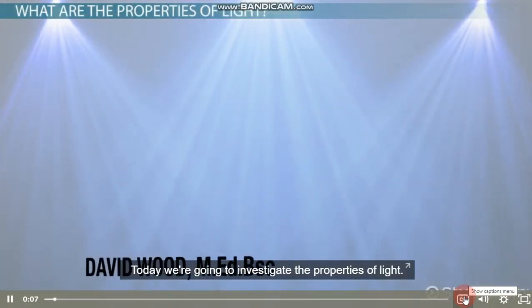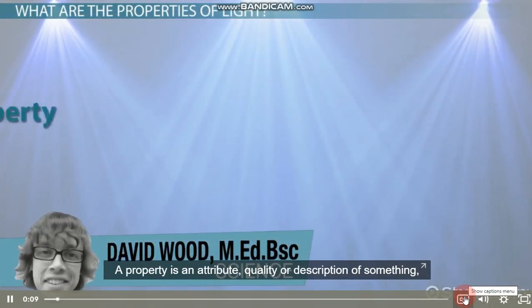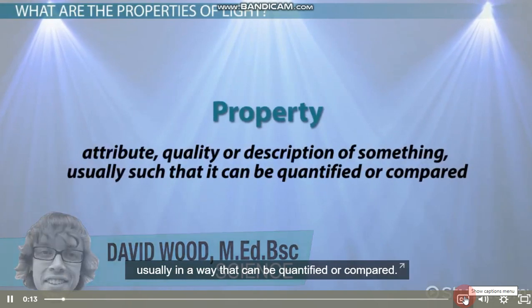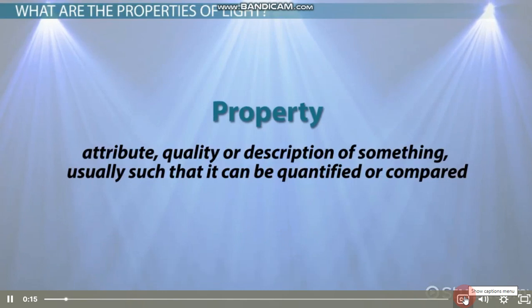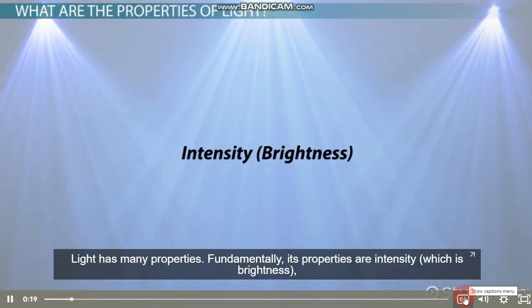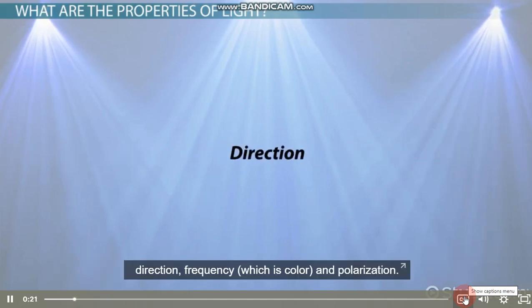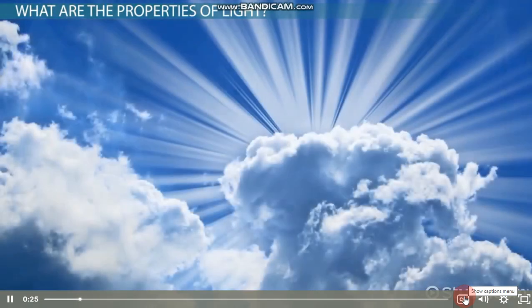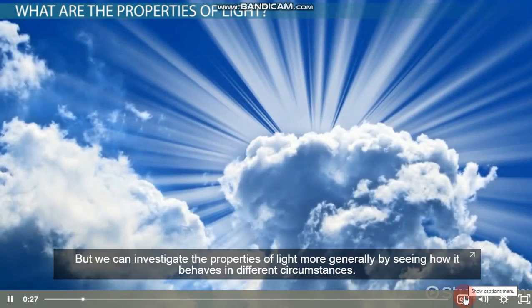Today we're going to investigate the properties of light. A property is an attribute, quality, or description of something, usually in a way that can be quantified or compared. Light has many properties. Fundamentally, its properties are intensity, which is brightness, direction, frequency, which is color, and polarization. But we can investigate the properties of light more generally by seeing how it behaves in different circumstances.